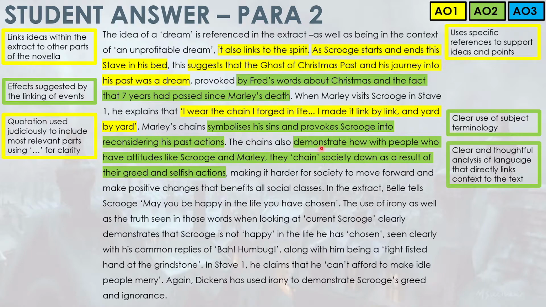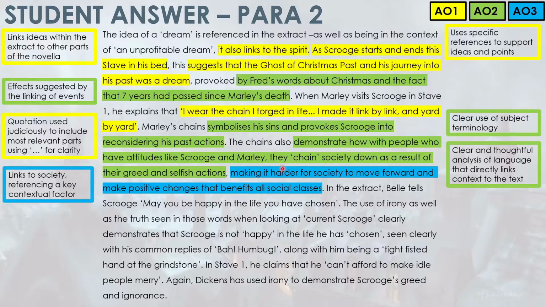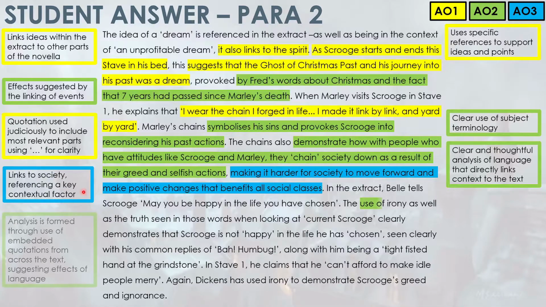So then they move on to talk about the chain. There we've got a clear analysis of language, how they chain society down, which is a nice way of using the quote to support your idea. Then we've got a bit more subtle context here, the idea of making it harder for society to move forward and make positive changes. This is a key contextual factor, so linking to society is very helpful.